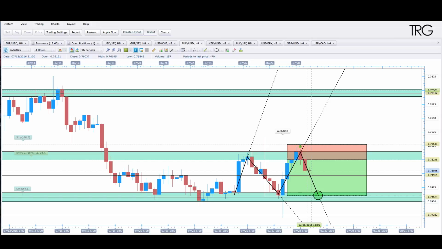Today is July 28th, 2016. It is roughly 4 o'clock over here in the U.S., New York time. We're going to be talking about three pairs today: Aussie dollar, USD CAD, and pound dollar. All three of which I took last night.